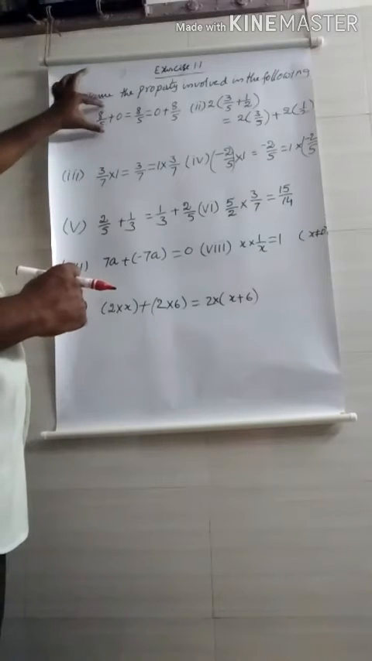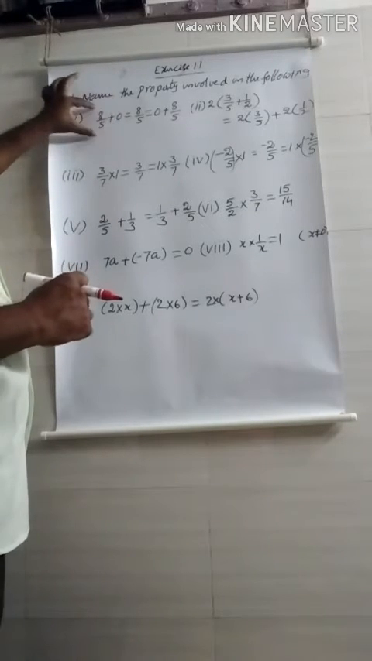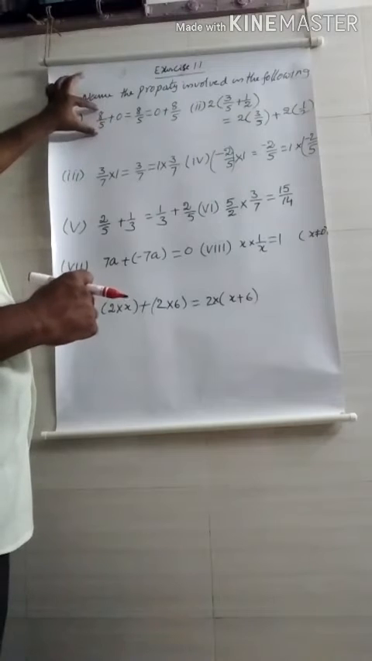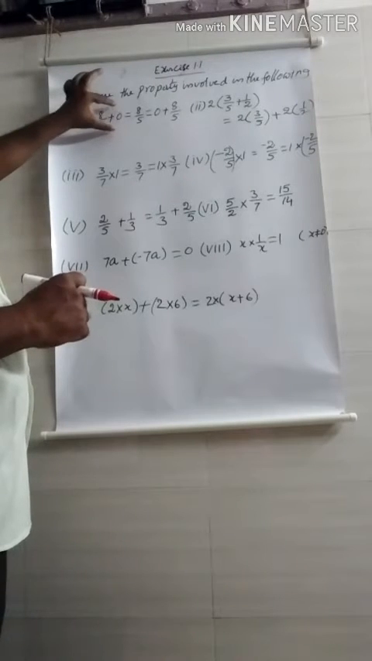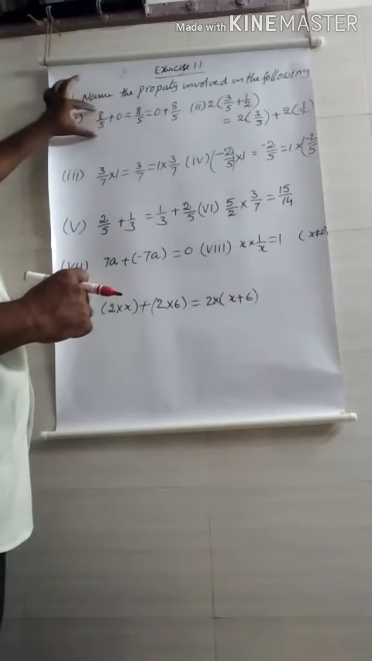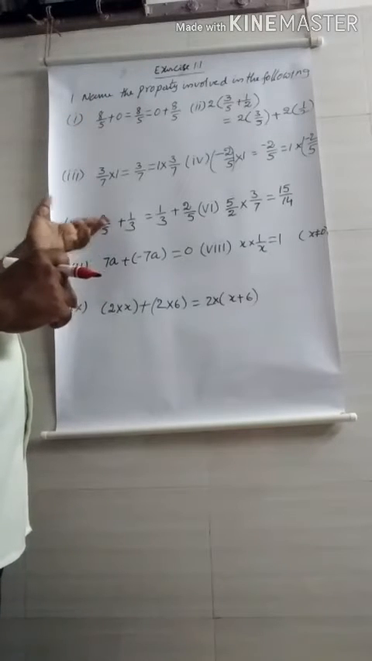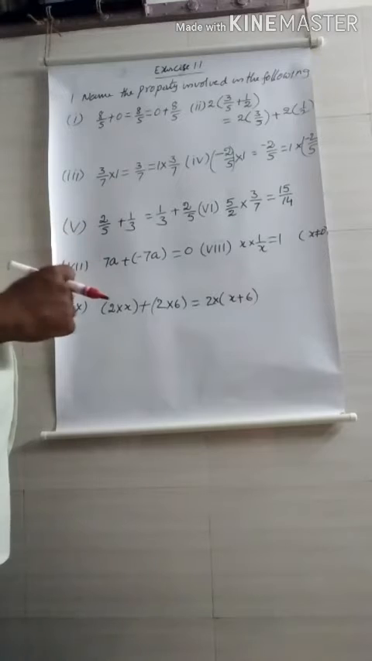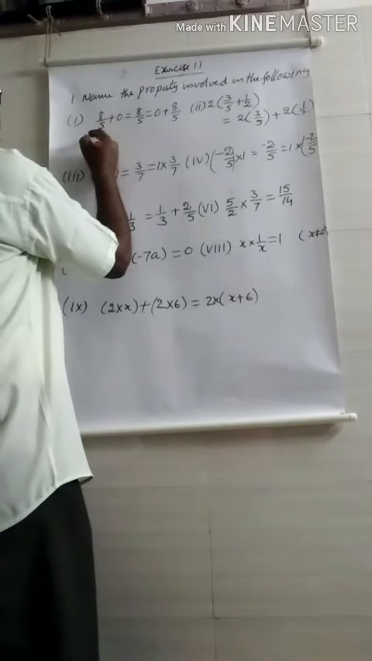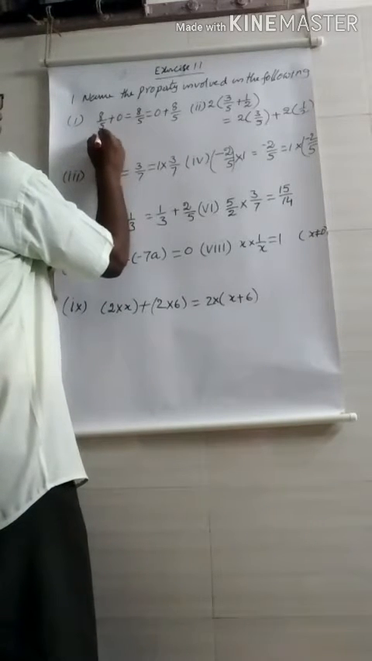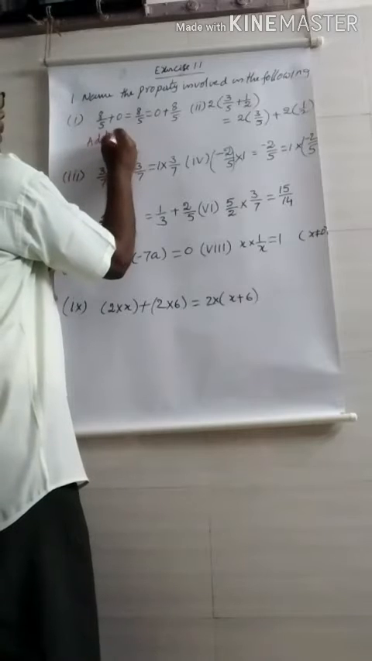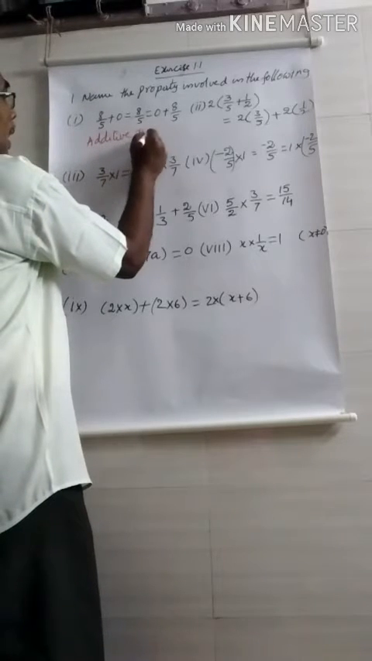Why? Because here we add 0, we get the same number. Here 8/5 plus 0. That means we add 0 to 8/5. Then what we get? 8/5. So it is additive identity. So here you write additive identity.